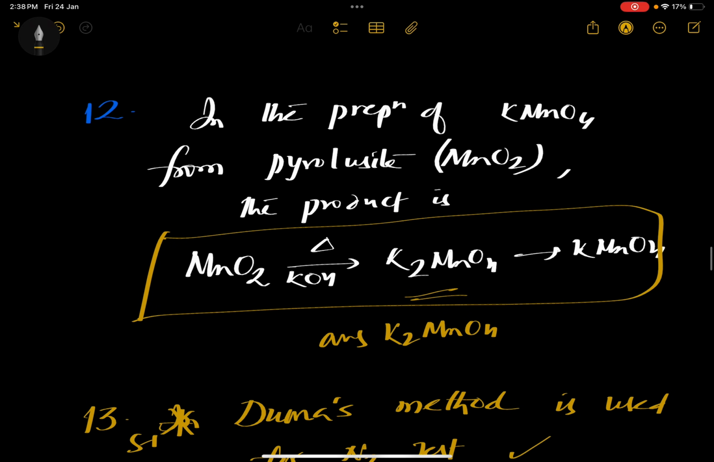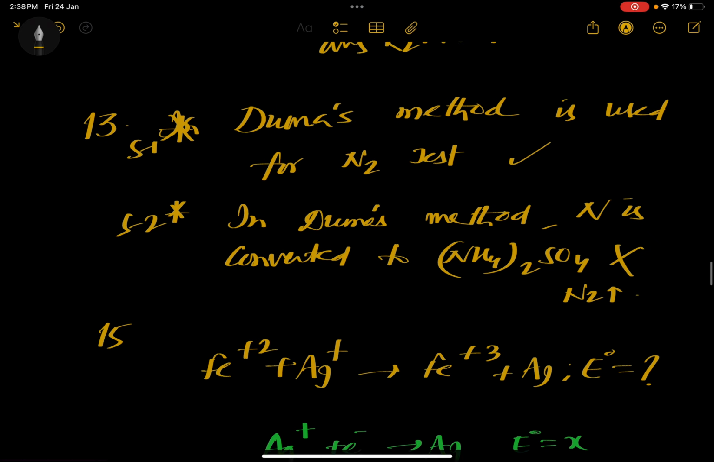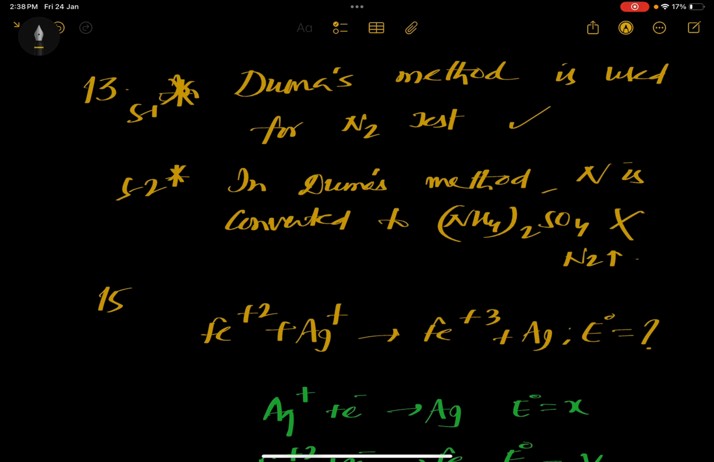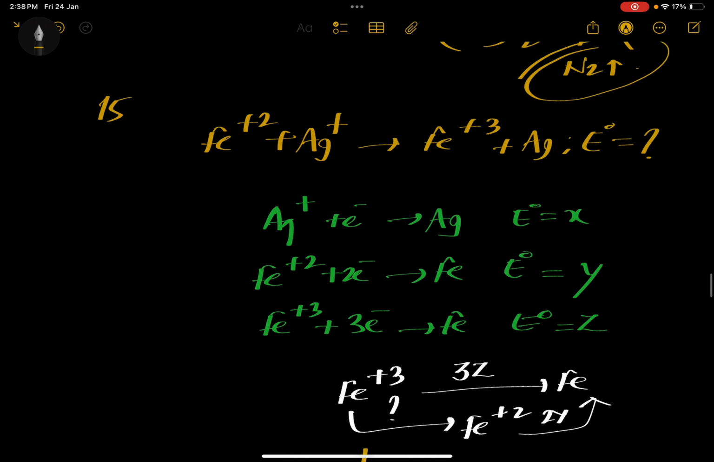In the preparation of KMnO4 from pyrolusite, the product after reacting with KOH is mentioned. So he is asking about the first step, that is K2MnO4, which is in NCERT, so the statement is right. Dumas method is used for the nitrogen test, right statement. Statement 2 is, in Dumas method, nitrogen is converted to ammonium sulfate. Wrong. It is converted to pure nitrogen gas.